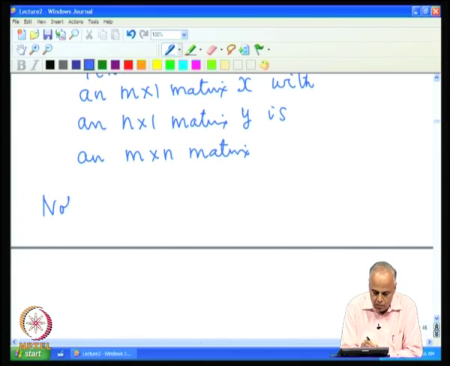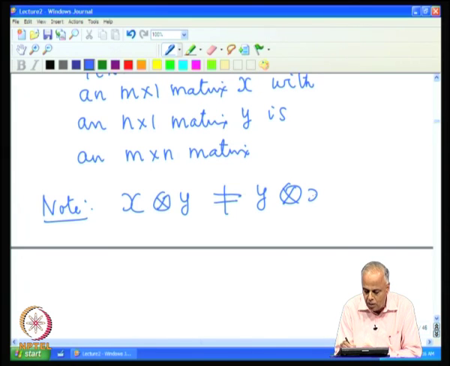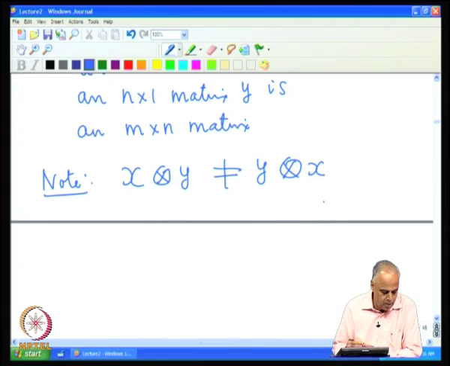Note, the tensor product of x with y is not necessarily equal to the tensor product of y with x. This is a non-commutative product between matrices and which generates a higher dimensional matrix. Let us look at a simple example.